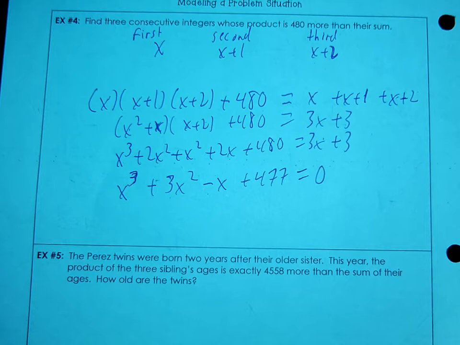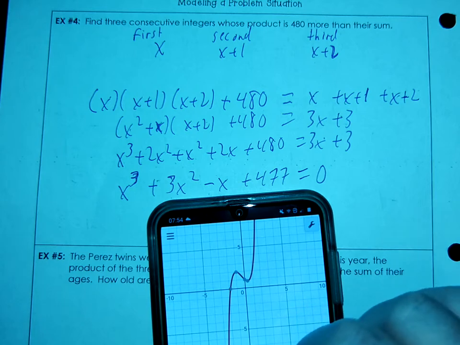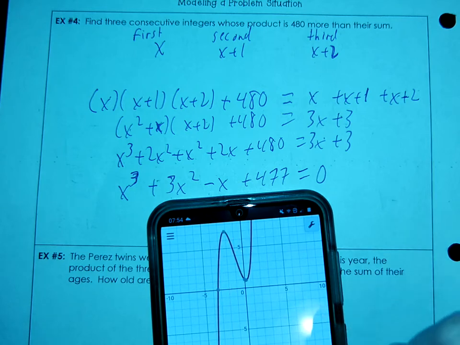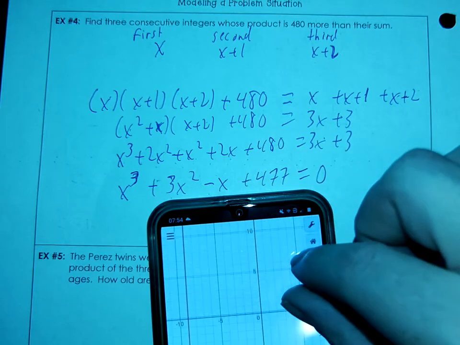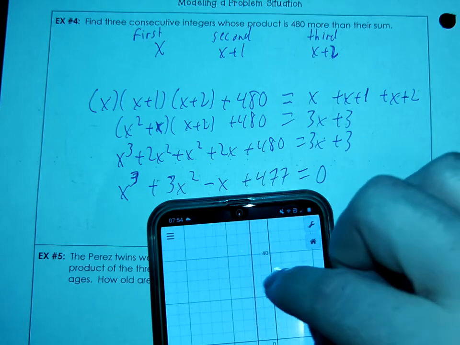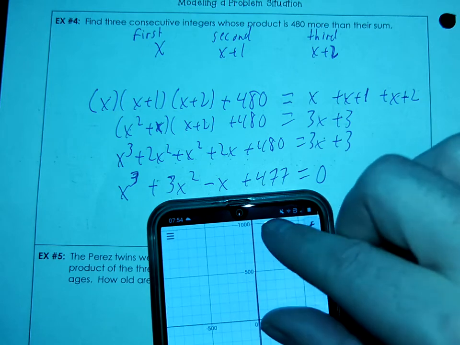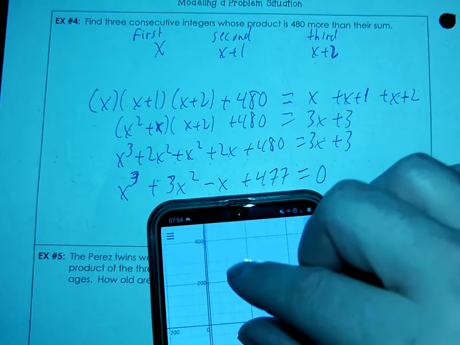So what I'm going to do now is just use Desmos, and I'm going to type this in. I got the x cubed already typed in, so I'm just going to change that to a 3x squared. I got a minus x, and I got a plus 477. And then I'm going to find the zero, and it looks like I've already found it right there, -9. I could zoom out and see if it has more. It most likely does not. You can see here it just keeps going up, so it does not have more than 1 zero.